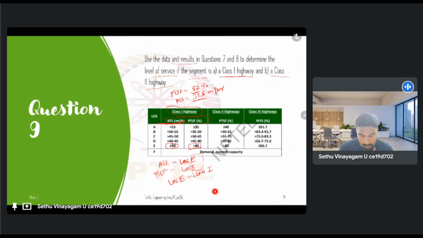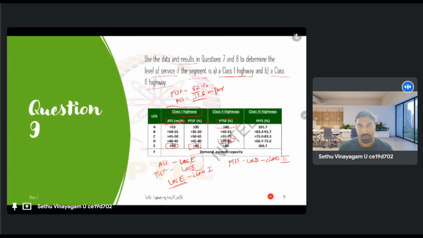If we assume this to be a class 2 highway, then we don't need ATS, we only need to look at the PTSF value. So what is the PTSF? It is 82%, right? So 82% is greater than 70 and less than 85, which is falling under LOS D. So according to PTSF, for class 2 it is LOS D. There is only one measure. So if it is a class 2 highway, it is operating at LOS D. But if it is a class 1 highway, it is operating at LOS E.